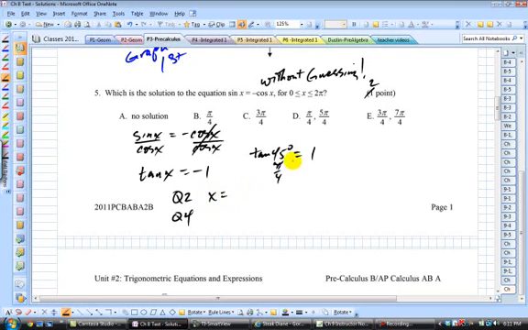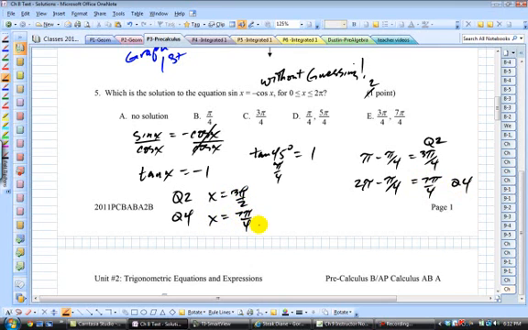So x could be equal to an angle that has a reference angle of 45 degrees, or pi fourths, but in quadrant 2. Pi minus pi fourths is 3 pi fourths in quadrant 2. And 2 pi minus pi fourths gives me quadrant 4, and that's 7 pi fourths. So I've got 3 pi fourths in quadrant 2 and 7 pi fourths in quadrant 4, so it has to be this one here.